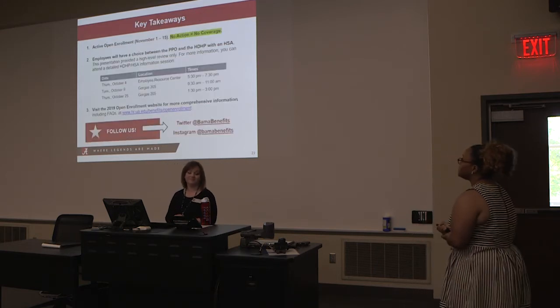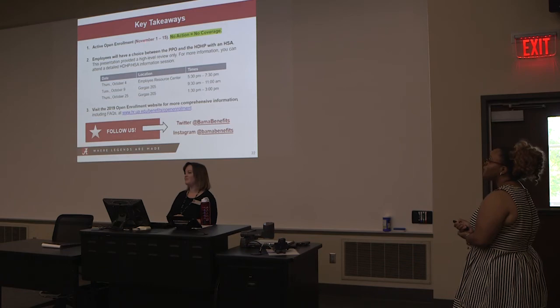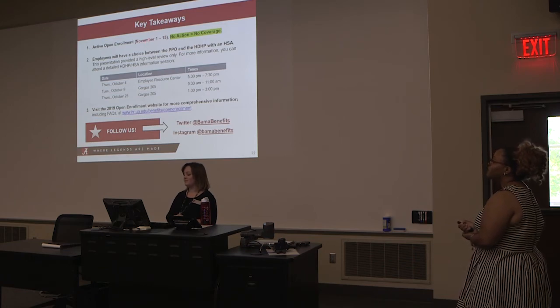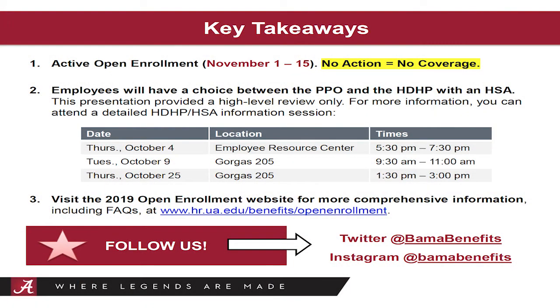Okay, some key takeaways. Again, active and open enrollment is from November 1st through November 15th. No action, no coverage. So make it incumbent upon yourself to remember, but also remember to remind someone that you have to do something this year. You'll have a choice between the PPO and the HDHP with an HSA.